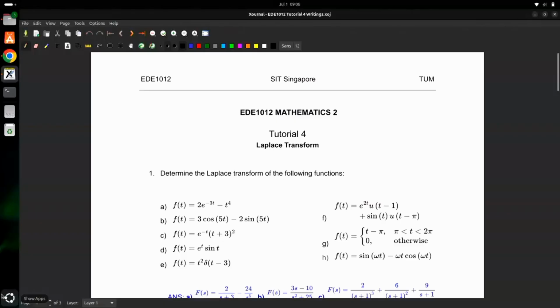Right, so we are going to do tutorial 4 first today, before we proceed on to topic 5. Topic 5 we are almost completing. So tutorial 4, question 1 is trying to find the Laplace transform of the 8 functions given. Do I need to go through any of them?